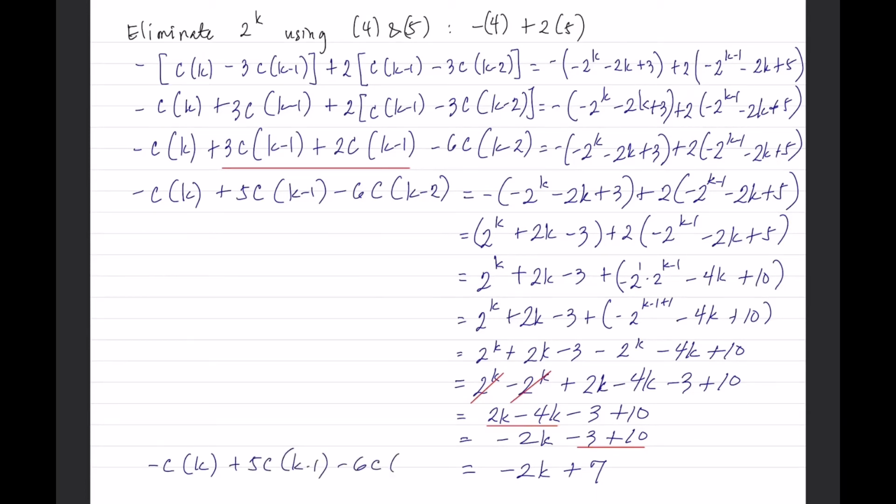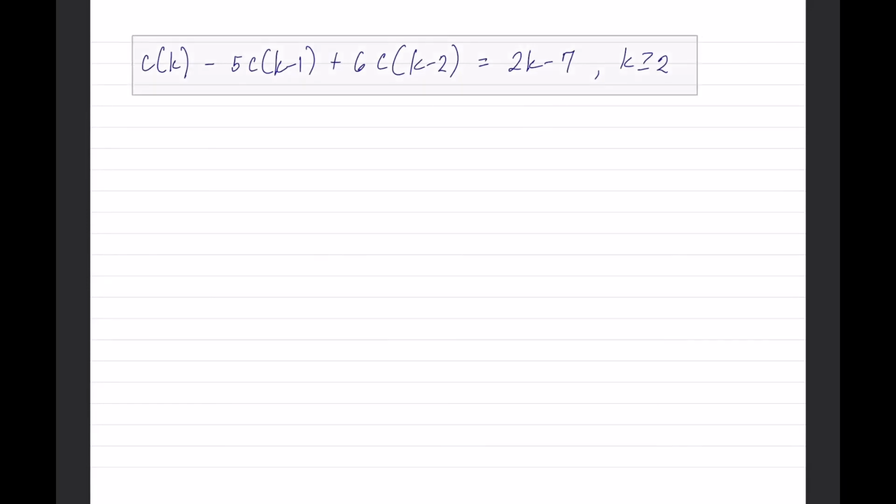Then we multiply all sides of the equation by negative 1 so that we will get the same answer as what is shown in the book, and that is c of k minus 5c of k minus 1 plus c of k minus 2 is equal to 2k minus 7, where k is greater than or equal to 2. That's it.